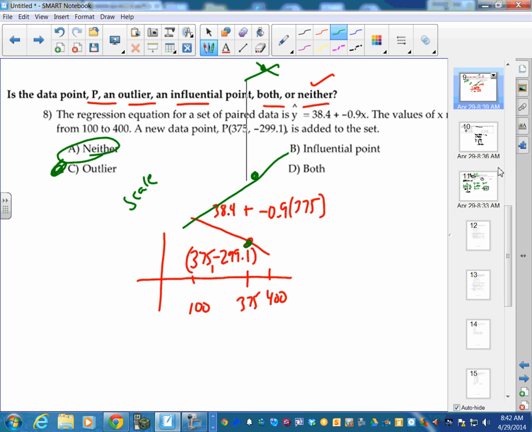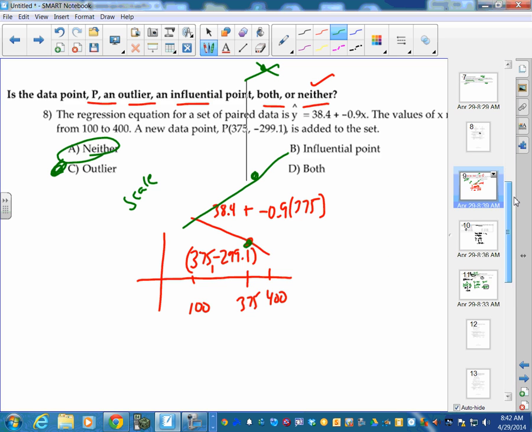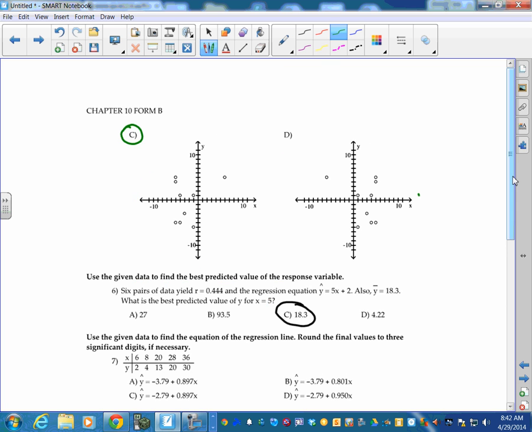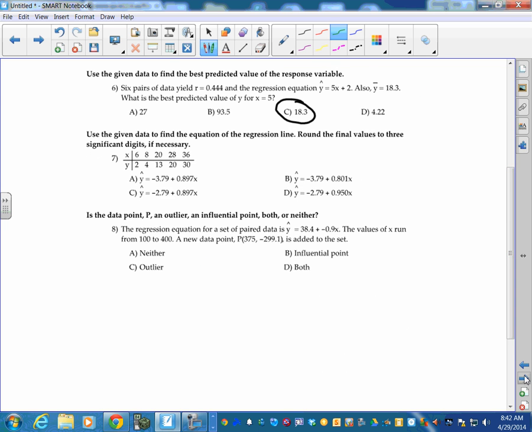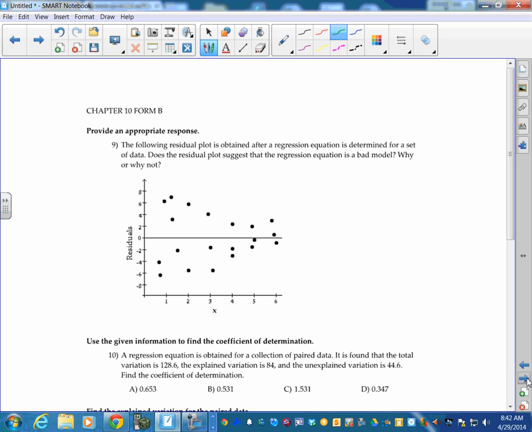All right. So two more. 8. 9 is on the next page. Here we go.